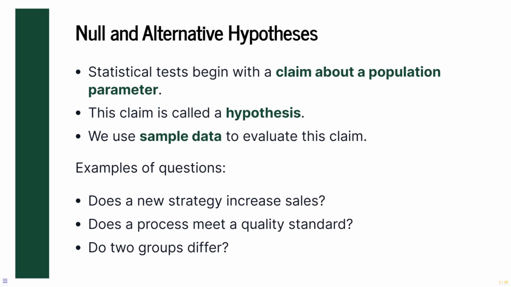Statistical tests begin with a claim about a population parameter. This claim is called a hypothesis, and it allows us to formalize a question we want to answer using data. For example, we might ask whether a new strategy increases sales, whether a process meets a standard, or whether two groups differ. Hypothesis testing gives us a structured way to answer these questions using sample data.